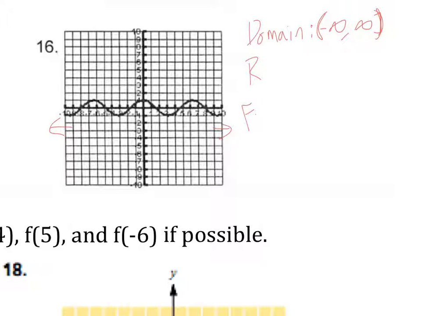All right, the range, I'm going to look at my lowest y value. It looks like my lowest y value is -1. So -1, and it looks like my highest y value is +1. So I'm going to make my interval from -1 to 1. And finally, is this a function? Well, if I take a quick look at the vertical line test, every single time I draw a vertical line, I only hit once. So yes, it is a function. It passes the vertical line test.